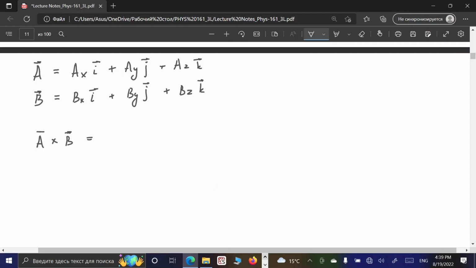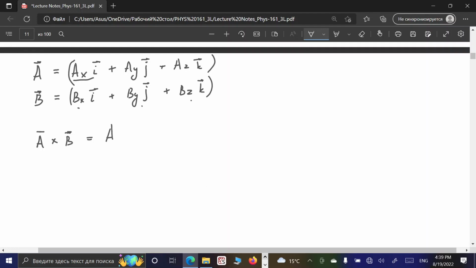This will be equal to, so we actually need to multiply this by this. So how it works, we just pick up one term from the first parenthesis, multiply it by each of the terms in the second parenthesis, repeat it for each term in the first parenthesis, and sum up everything together. So let us write it here.